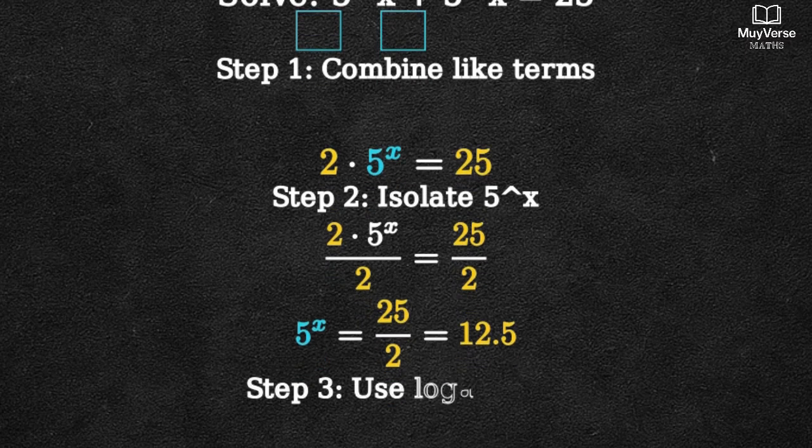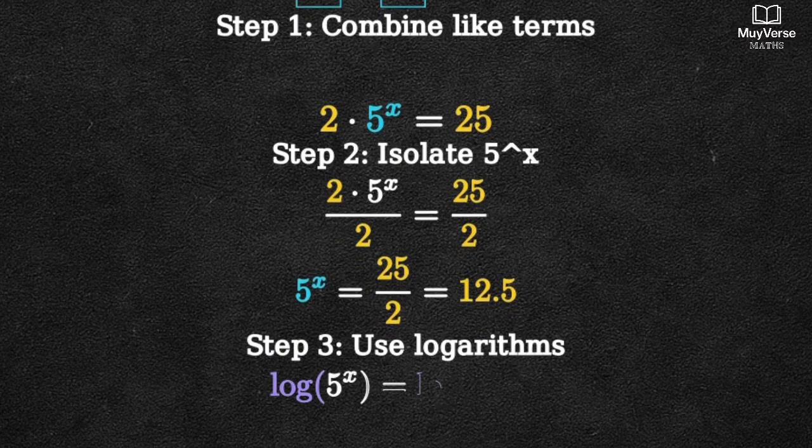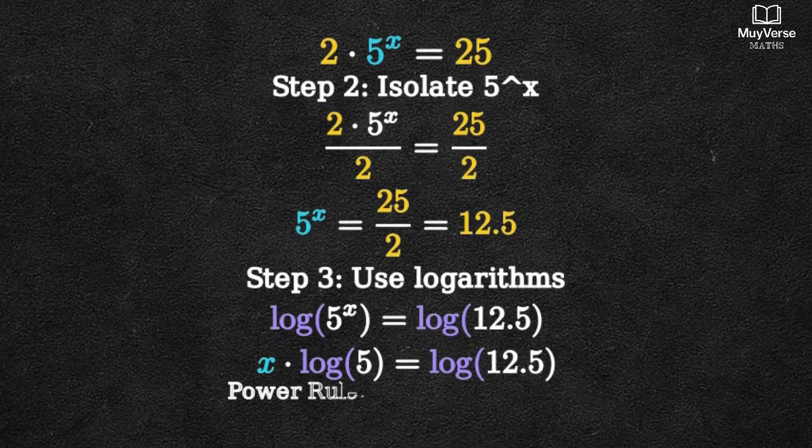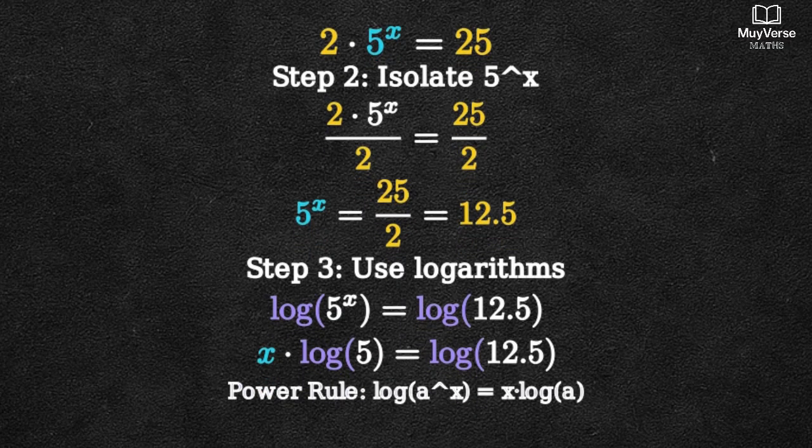Step 3. Use logarithms to bring down the exponent. Take the logarithm of both sides. Apply the power rule, which says log of a to the x equals x times log a.